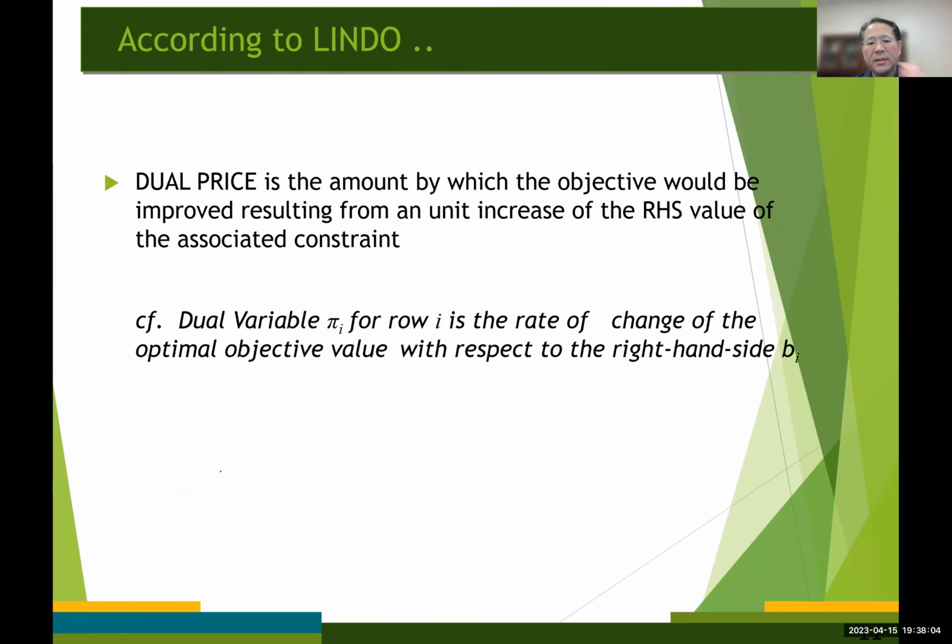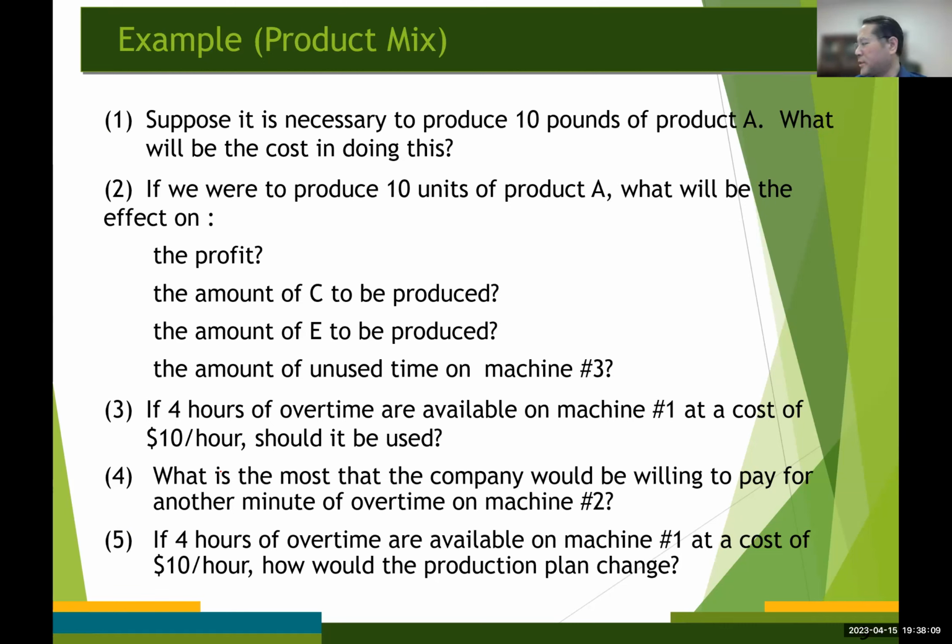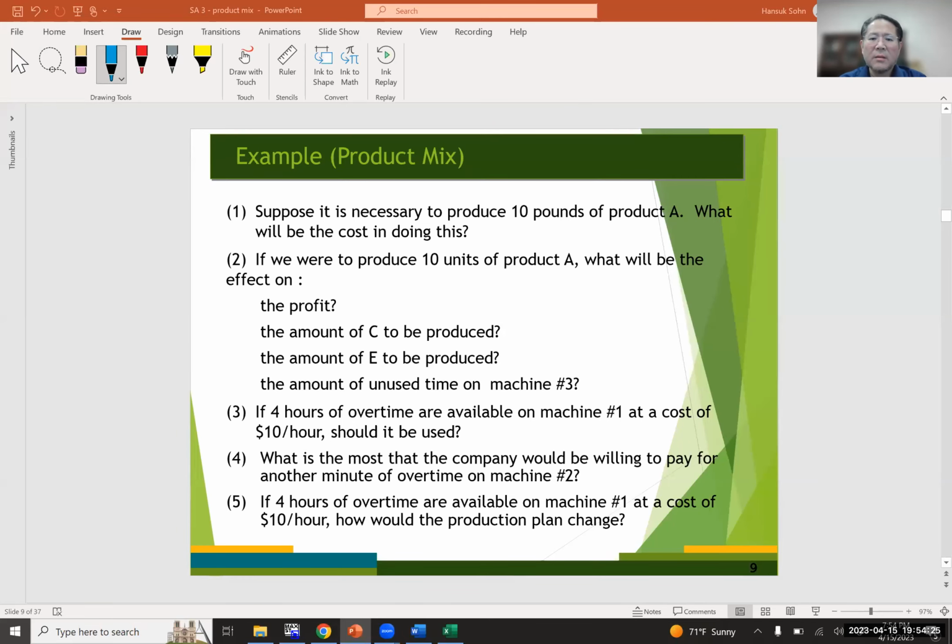Now let's answer these questions one by one. I'm sharing my screen. So the first question: suppose it's necessary to produce 10 pounds of product A, for use as a sample for a customer, just for example. Then what will be the cost of doing this? What will be the loss of profit in doing that? That is the question.